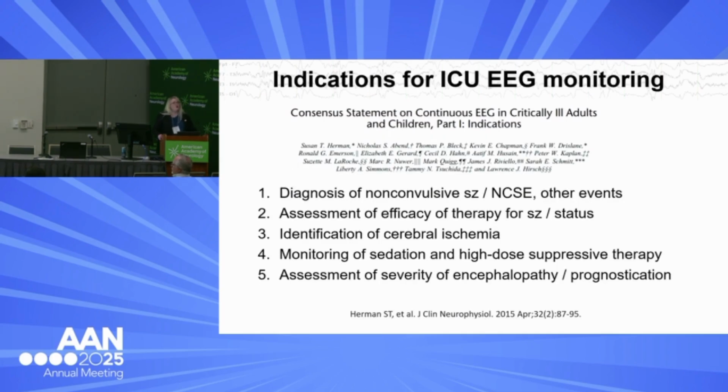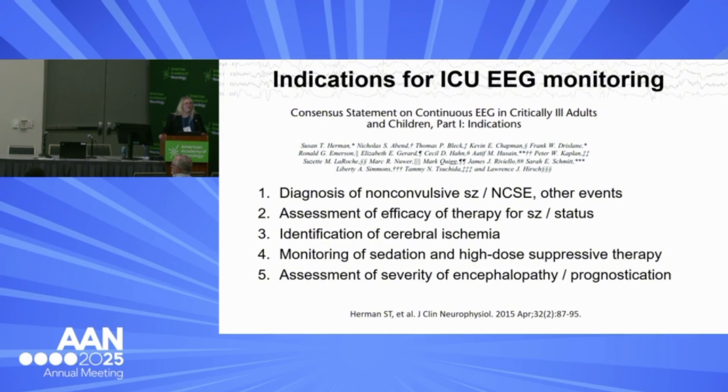Most of you, hopefully, within this room are aware of many of the indications for which we use ICU EEG monitoring. And there are 5 indications that have been proposed as part of a consensus statement that's now a decade old as part of the indications for continuous EEG in critically ill adults and children. The most common reason, overwhelmingly, why we perform ICU EEG is for the diagnosis of non-convulsive seizures and status epilepticus.